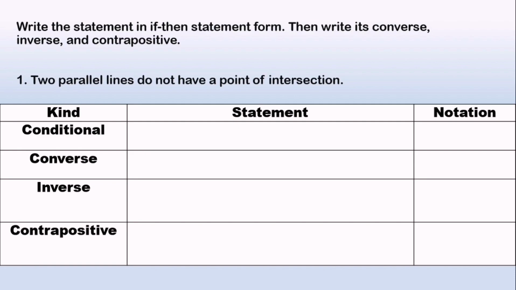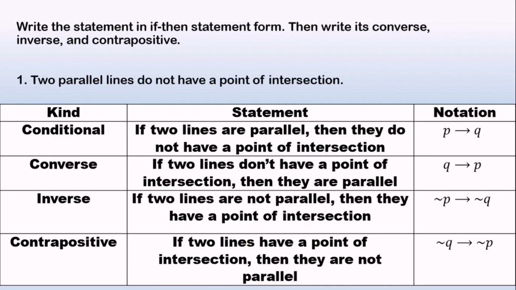Dito, napapansin nyo na hindi binigay yung P, tsaka yung Q, or the hypothesis, tsaka yung conclusion natin. Tayo yung gagawa sa hypothesis and conclusion. Kung gagawa tayo dyan, ang conditional statement ay magiging if two lines are parallel, then they do not have a point of intersection. Pwedeng ganun yung pag-construct natin dito. So, that will be the conditional statement.